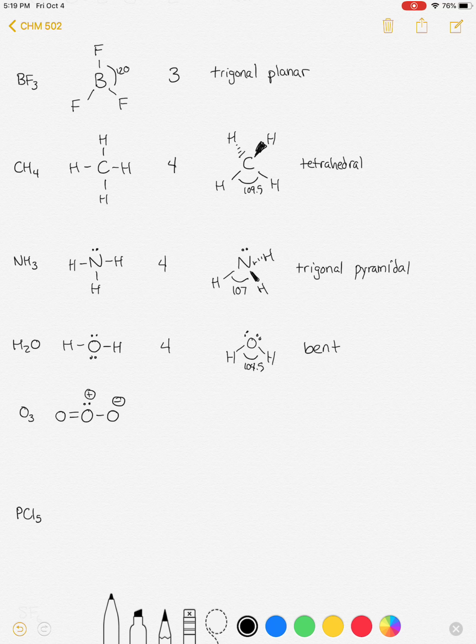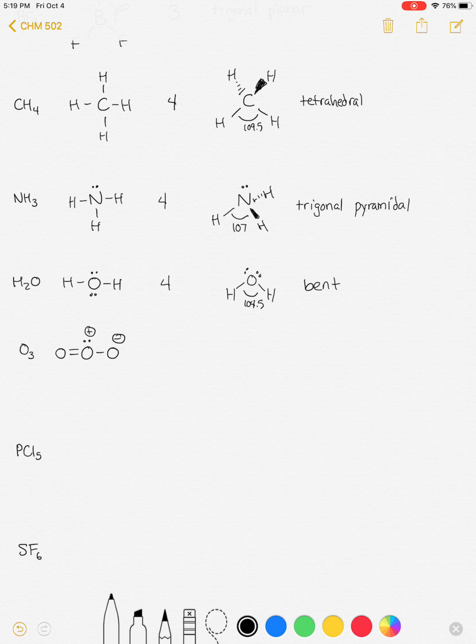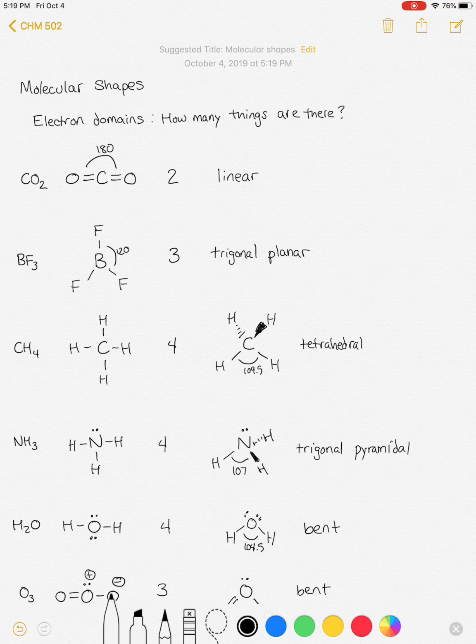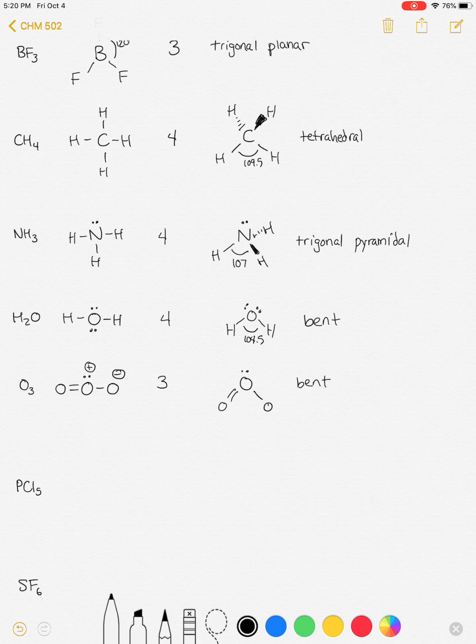Well, what about ozone? I have O3, and the Lewis structure is drawn out here. How many things are there around that central oxygen? There are 3 things. If we look at how it would look dimensionally, we have one oxygen, another oxygen, and a lone pair. What shape is this? It's still a bent molecule. What would the bond angle be? We would expect it to be a little bit less, not than 109.5, but a little bit less than 120, because it's based on trigonal planar, since there are 3 things around that central oxygen. And that is what we find: the bond angle is about 117 degrees.